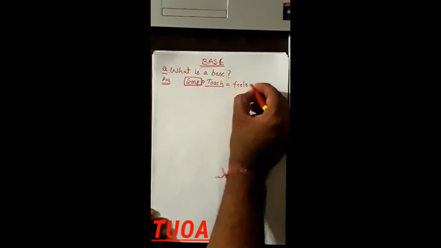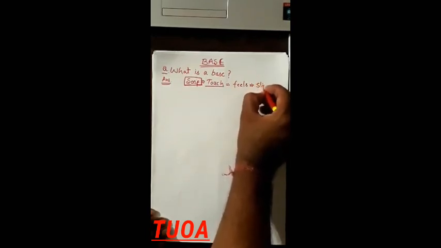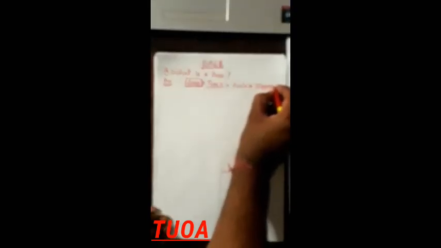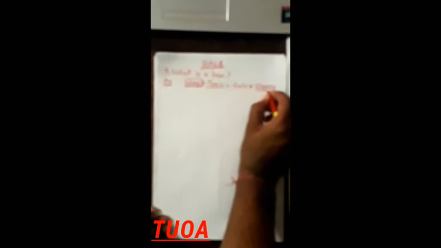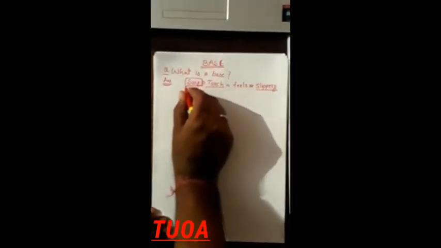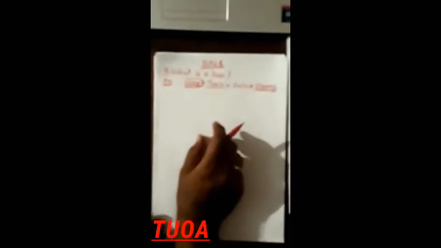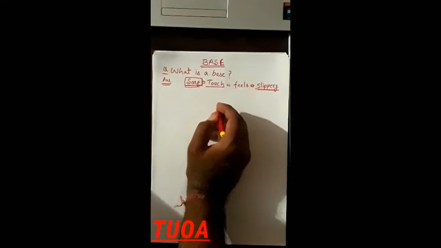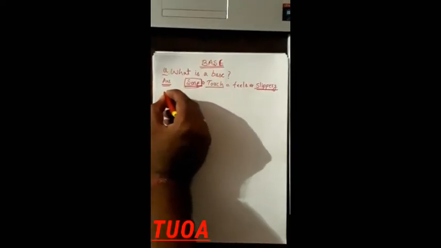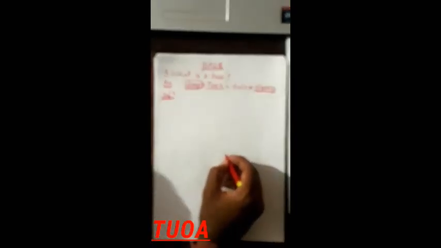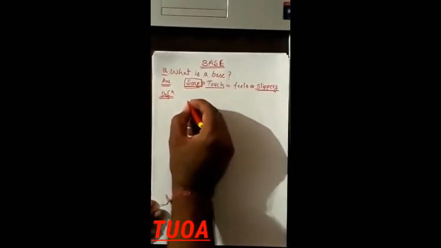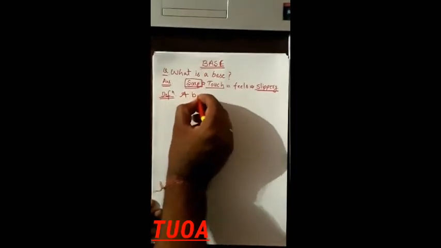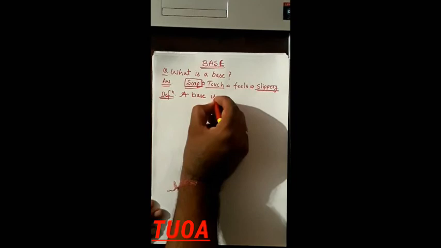I think all of you know about the behavior of a soap. When we touch a soap, it feels smooth or slippery. Now, what is the thing in a soap which makes it slippery? That is an important chemical which is the constituent of the soap.